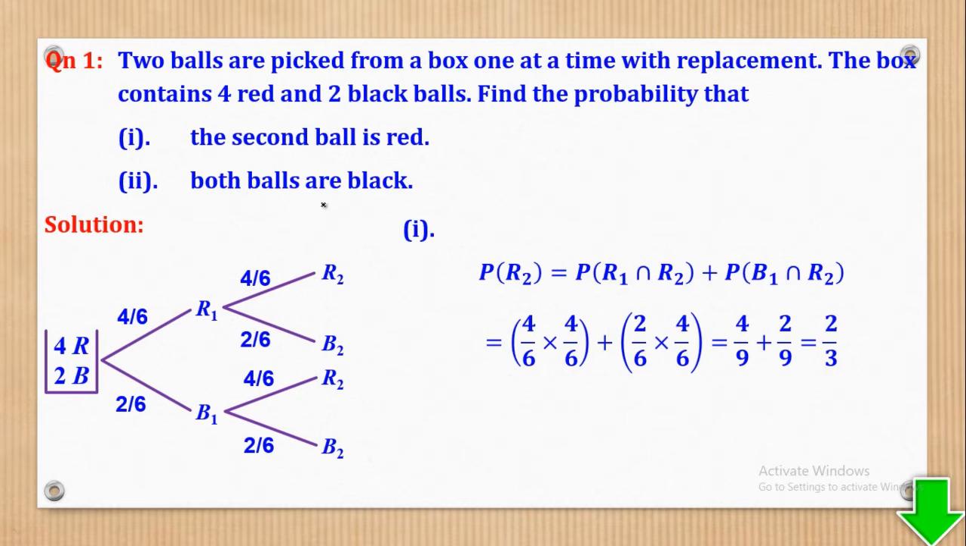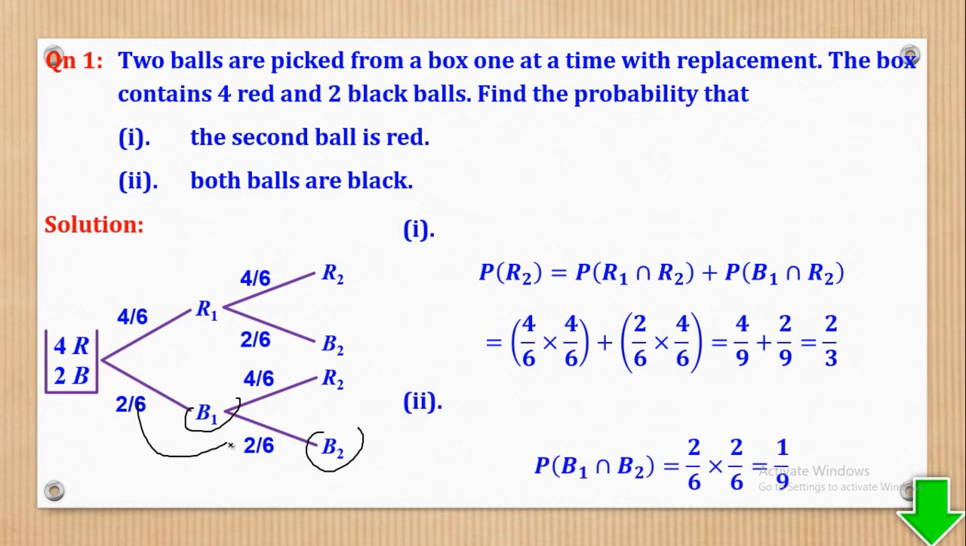Then (ii), both balls are black. That means we're interested in this and this. Therefore, I'll say B1 intersection B2, which is this times this, which gives you 1 over 9.